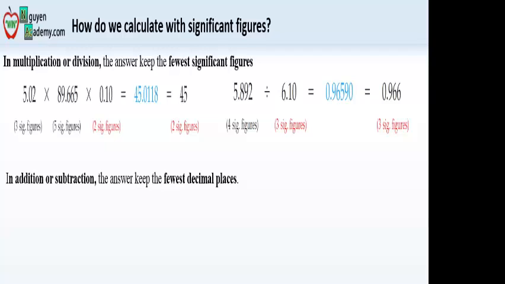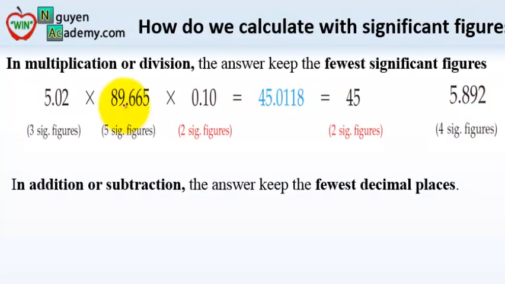Alright, the last time we covered how to determine the significant figures of a number. This time we are going to calculate with significant numbers, so that the accuracy of the measurement is not lost in the calculation. So here we have the first rule, which is for multiplication and division. When we multiply or divide, the answer keeps the fewest significant figures.